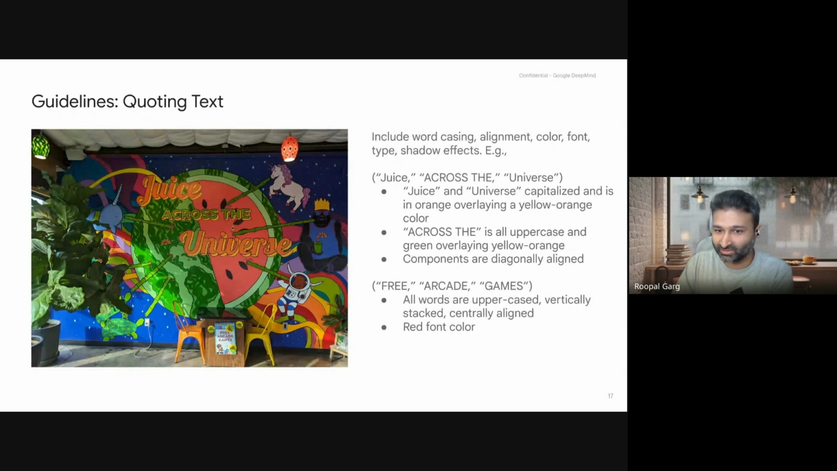Tell us how "juice" is written. Tell us how "across the" is written. Tell us the font and the manner in which "universe" is written. And additionally, for this free arcade game, tell us everything is in uppercase. So tell us the casing, tell us the font, the color, the alignment, and details like that. That kind of helps us understand not just what is written, but how it is written.